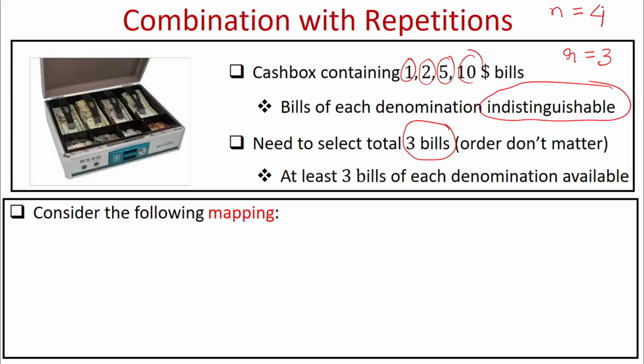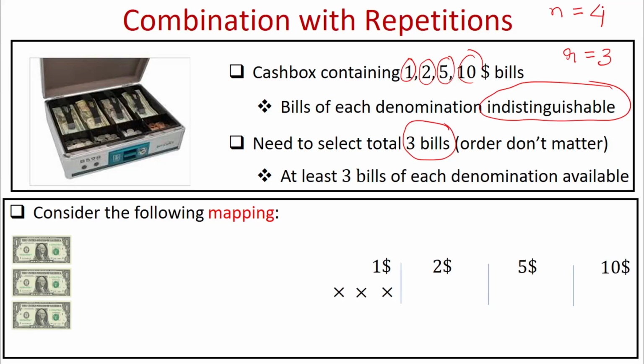So for finding that, consider the following mapping. What I do is I think in my mind that in your cash box, the bills of various denominations are separated by a boundary. You can imagine that boundary is nothing but a vertical line. So you have a vertical line between the $1 bills and the $2 bills in the cash box. Similarly, you have a boundary here, and you have a boundary here.